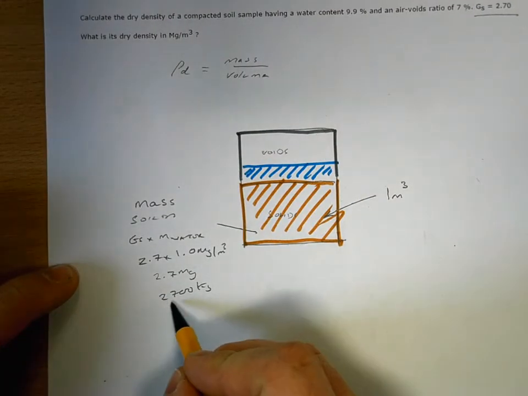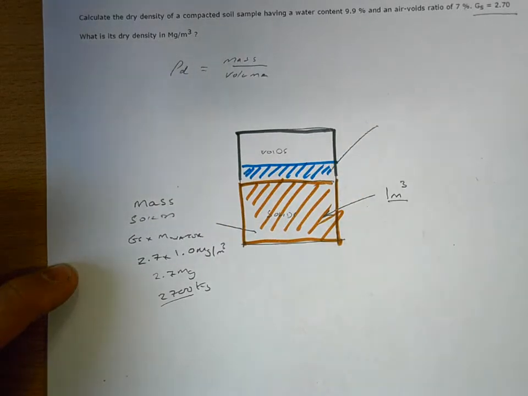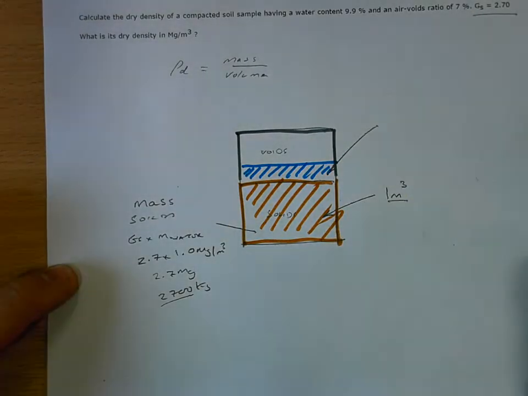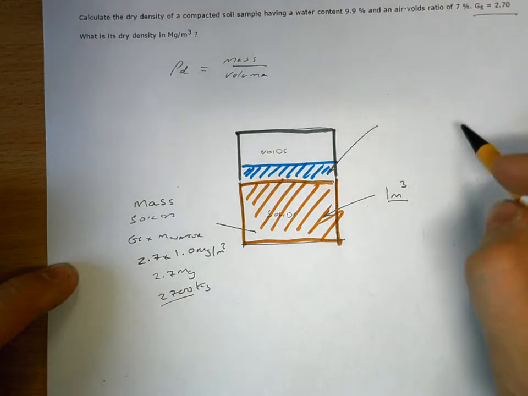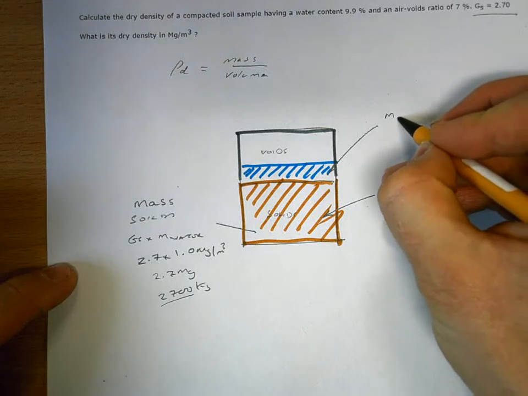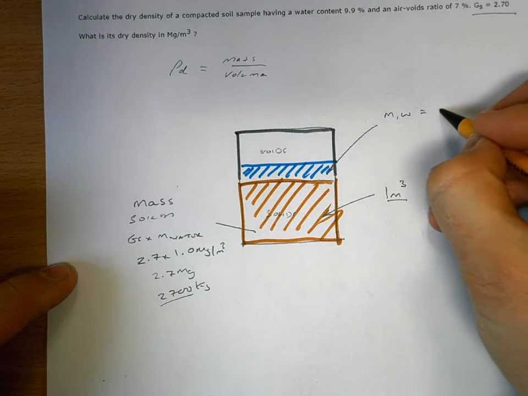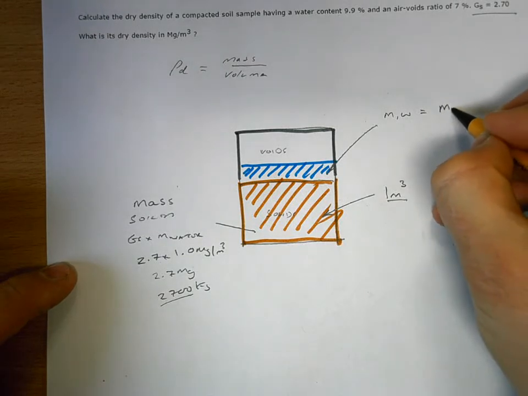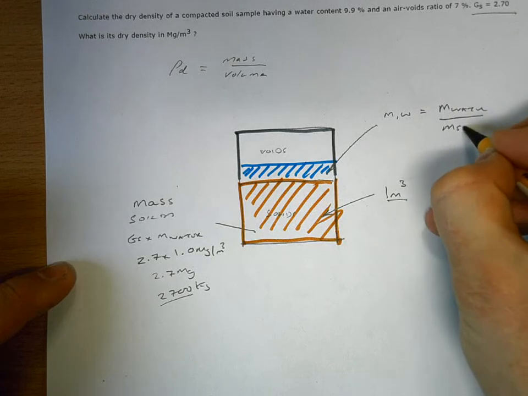So we know what the solids weigh, and we know what volume it occupies. Let's now look at the water. So water is found by the moisture content, and moisture content, W, or sometimes given the symbol M or W, is basically a ratio of the mass of water divided by the mass of the solids.